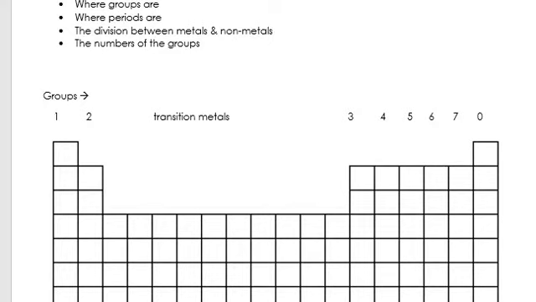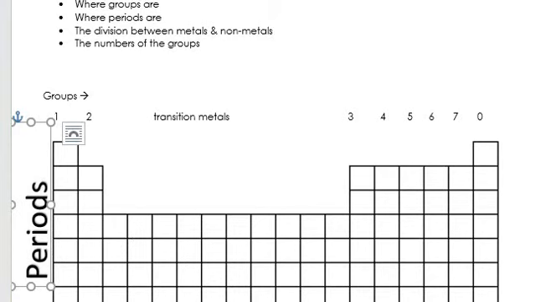Now, the next thing we need to know about the periodic table is where we find the periods. And the periods are the rows going across. So periods are also numbered 1, 2, 3, and so on. But we don't need to know that for our GCSEs, but we do need to know the periods are the rows.